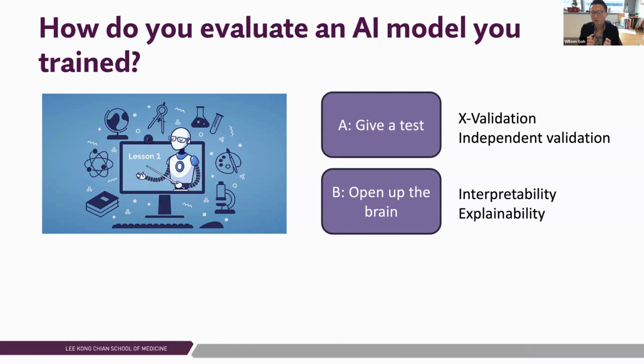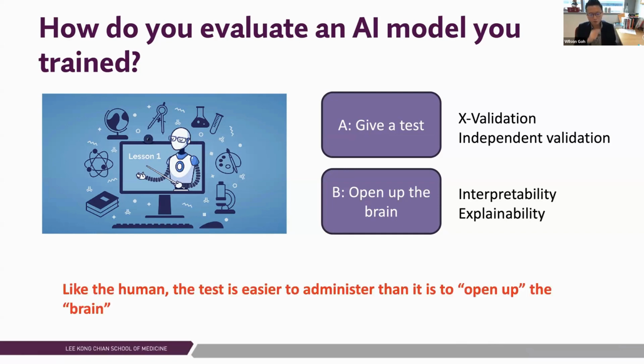So because of that, the topics of interpretability and explainability can come in. But with the more advanced models, with trillions of parameters, or very, very many hidden layers, it is really difficult to even open up the virtual brain these days. So, in other words, the second option, even though it's not illegal, is also becoming increasingly challenging as well. I would therefore say at this point that, like the human, the test is easier to administer than it is to open up the brain.